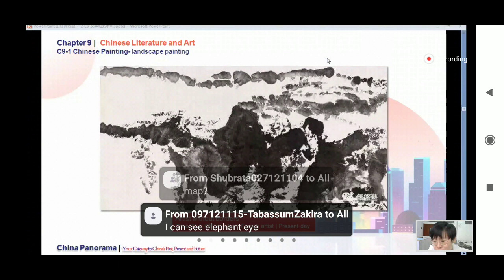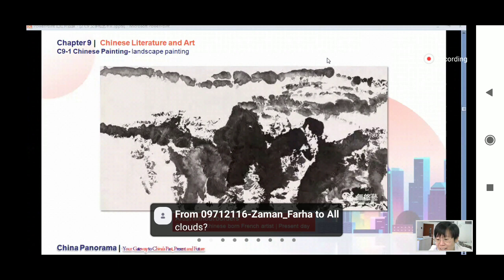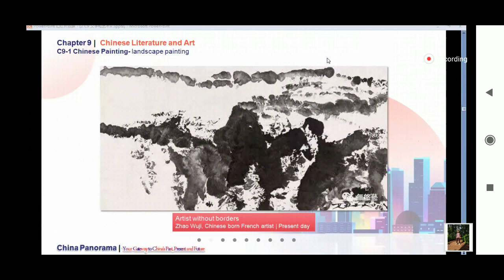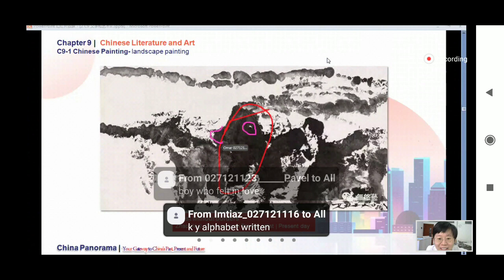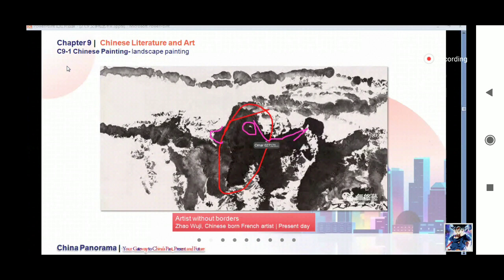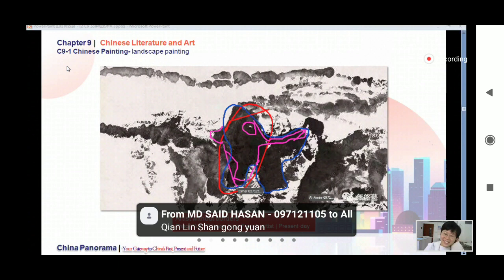Zakira, you can see an elephant's eye. Really? Zakira, can you circle the elephant's eye? Where is the elephant's eye? I can also see a butterfly. A butterfly. Okay, who saw a butterfly? Me, Laoshi. Okay, good. So this is like an elephant's head, and this is a butterfly. Oh yes, nice. It's a butterfly.